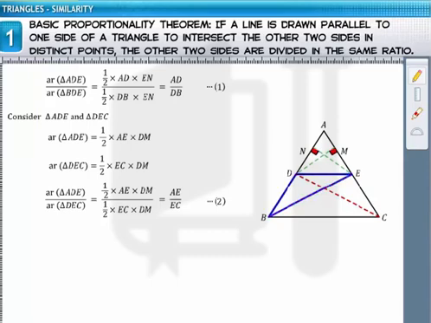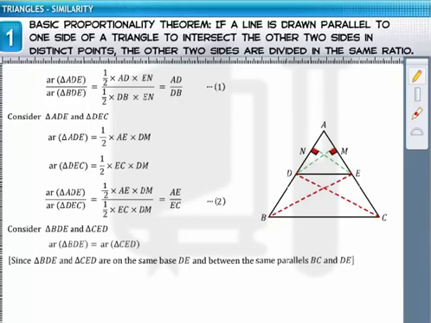Consider triangle BDE and triangle CED. The area of triangle BDE is equal to the area of triangle CED because these triangles are on the same base DE and between the same parallels BC and DE. Let's assign this observation as equation 3.